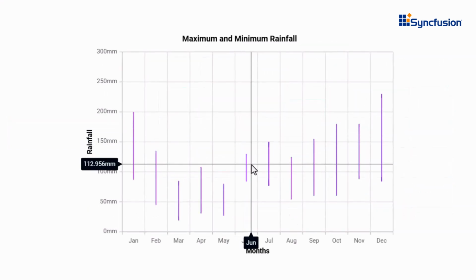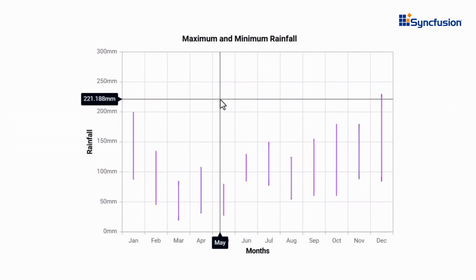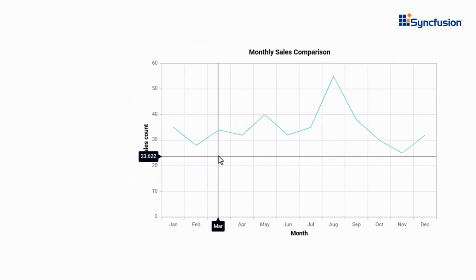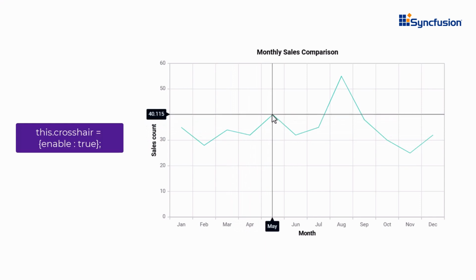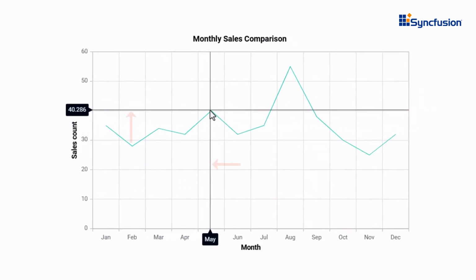Let's move on to the Crosshair feature. It is a great option when users want precise inspection. You can enable this option by simply turning on the Enable property in Crosshair settings. A thin horizontal and vertical line will be shown in the chart, intersecting at the inspected data point.